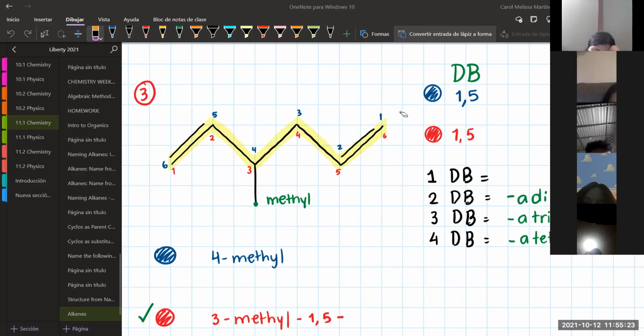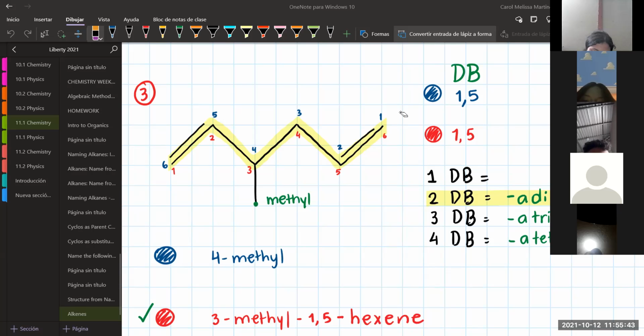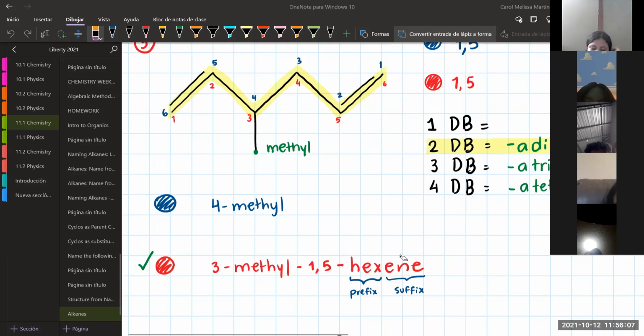Here, because I have 2 double bonds, I'm going to choose this one in particular. So the parent chain is not going to be hexene. Hexene is okay if you have only 1 double bond because you don't have to add anything to it. But because I have 2 double bonds, I need to put between the prefix and the suffix, this is the prefix, and ene is the suffix. So between the prefix and suffix, you're going to add a di because you have 2 double bonds. So here is going to be a di.